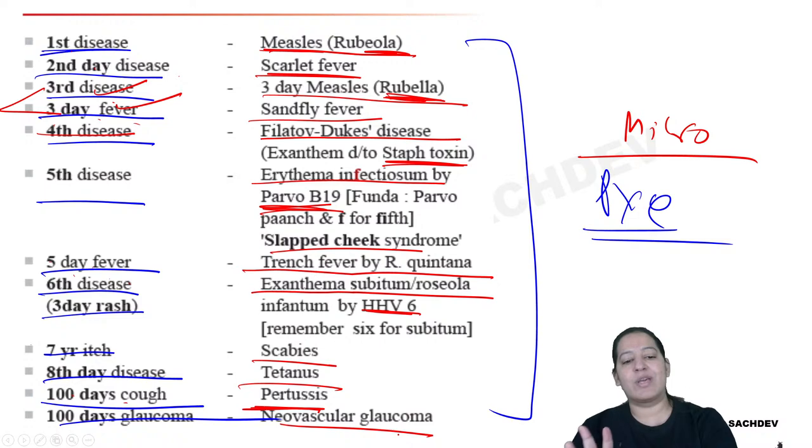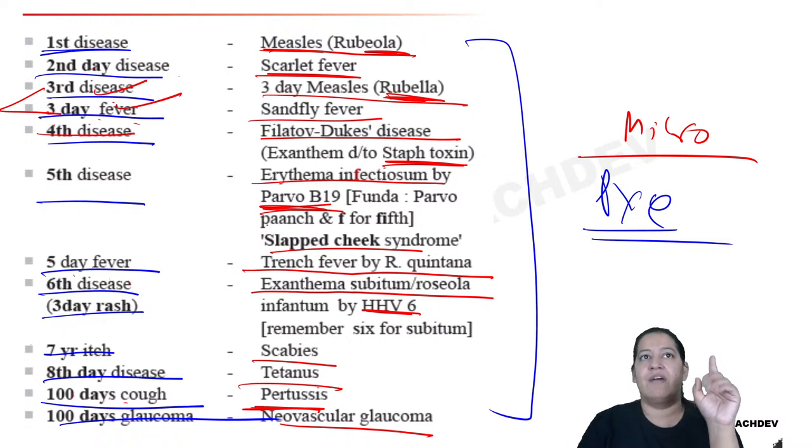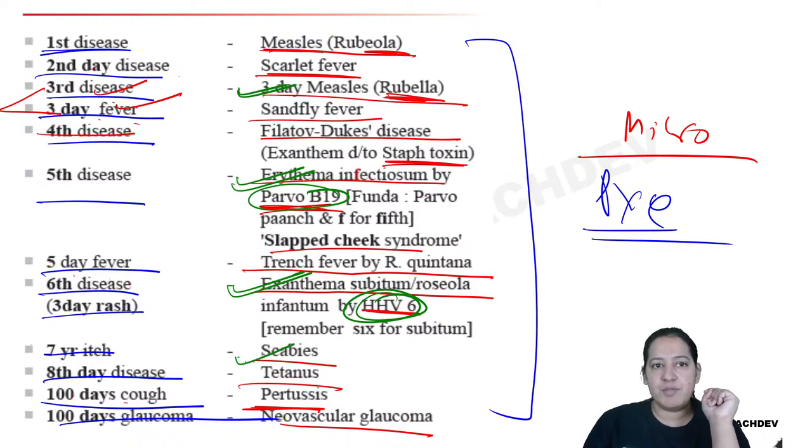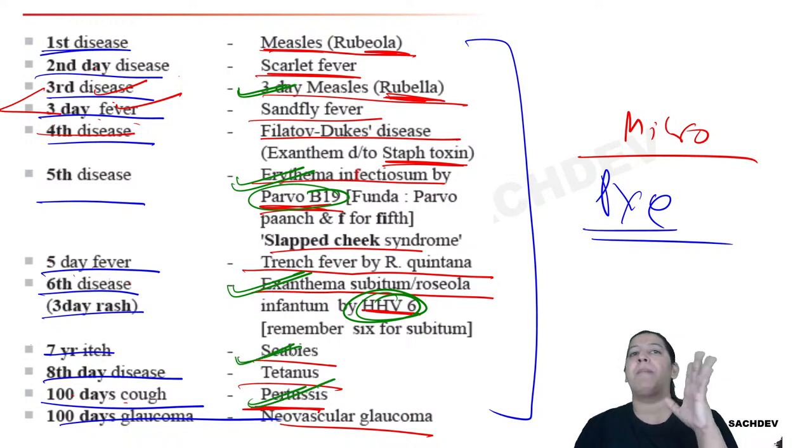Listen, ab ispe PYQ kis kis pe hai? Sirf utna learn kar lo if you can't learn everything. PYQ aapko milega third day measles, rubella pe. PYQ aapko milega fifth disease or sixth. Fifth or sixth bahut important hai. Fifth parvovirus se hota hai, sixth HHV se hota hai. Dono virus hai. और 7 ईयर इच पे मिलेगा, पर्टुसिस पे मिलेगा. पीवाईक्यू इन 5 पे टिल नाउ.